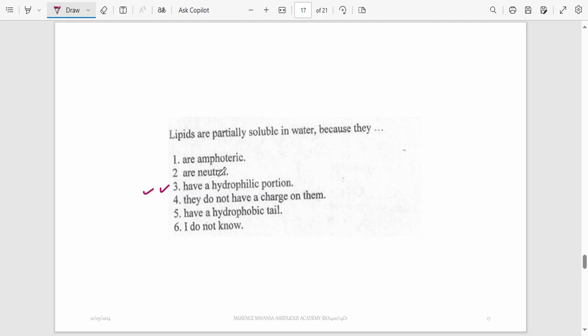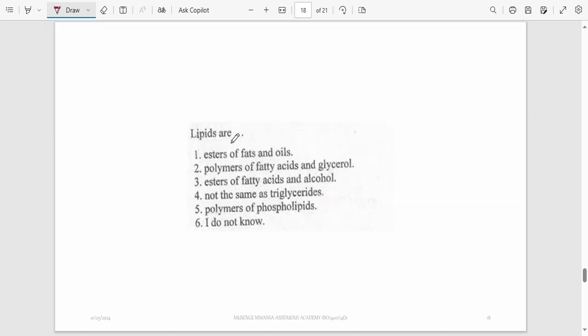So we are picking three because the question is saying lipids are partially soluble. What explains why they are soluble is hydrophilic. But if the question was why are they insoluble, we would have picked five as the answer. All right, and then let's answer this one.